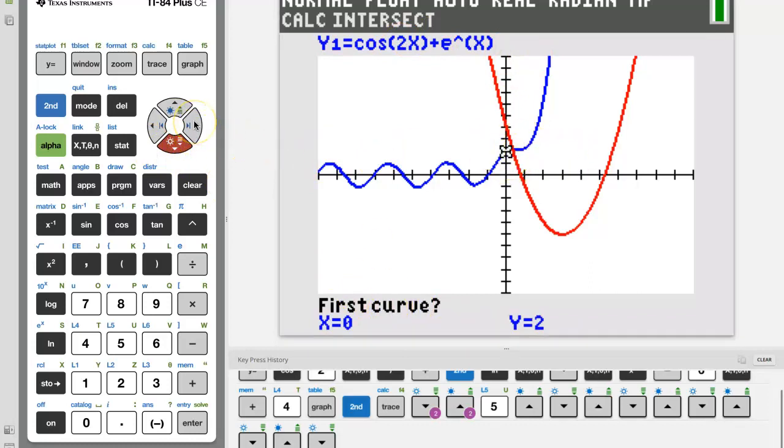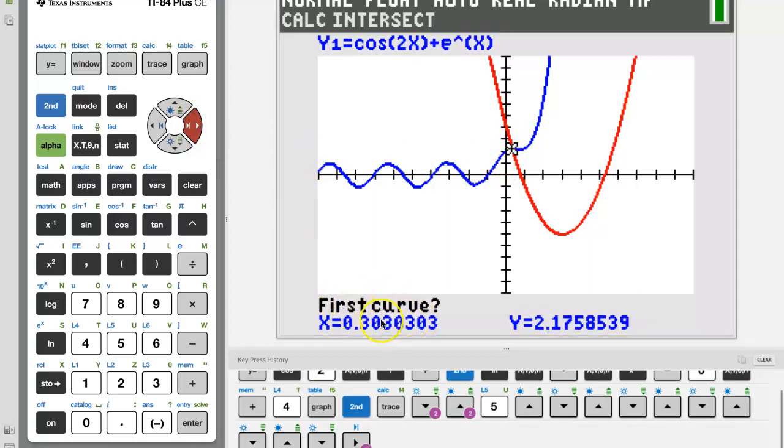So I'll just kind of scroll right a little bit along this graph. And right there, it's close. Don't think this is the answer. This is just an x value that's close to the intersection I want. So now I'm going to hit enter, and you see it automatically switches to the other graph.